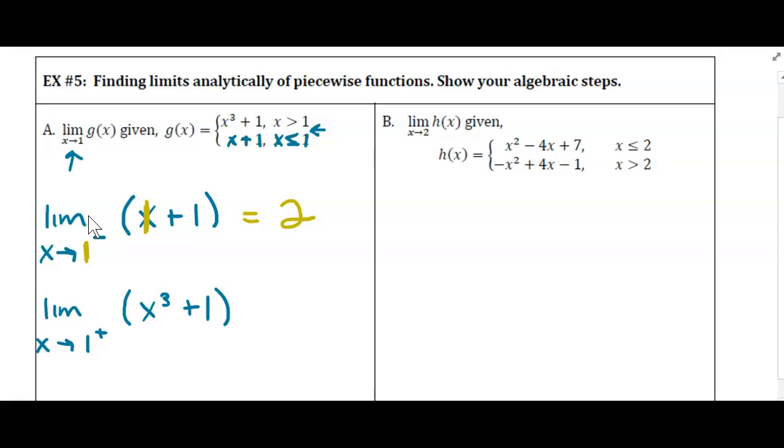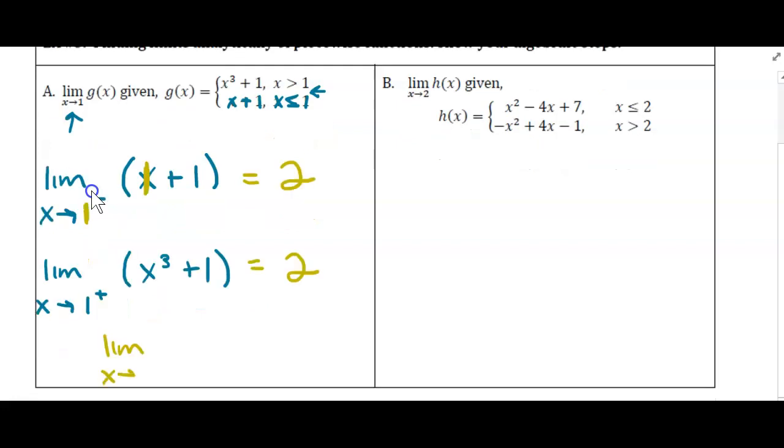Same thing if I'm looking for the limit from the right. Plug in 1 for x, I get 1 cubed, which is just 1, plus 1 equals 2. Well, my two one-sided limits are equal to each other, which means the limit as x approaches 1 of g of x exists, and it is equal to 2 as well. Fantastic. Let's do one more example together.